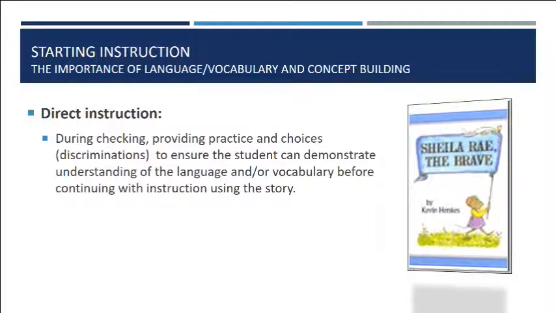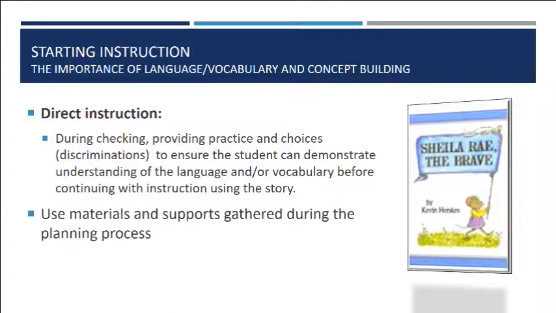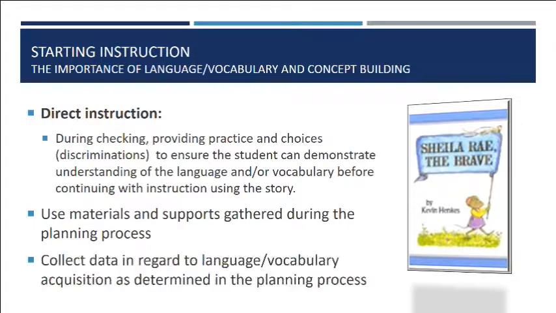So during direct instruction with this language, vocabulary, and concept building, you want to check, provide practice, choices. You'll see in our essentialized example, sometimes we make the discriminations kind of close because we want to make sure that the student understands and is able to demonstrate the learning. Not trying to trick them, but wanting to be very specific. And then once the student can demonstrate that they understand this language and vocabulary, then you can continue on with the instruction using the story. You can use materials and supports that you gathered during the planning process. And again, collecting data is going to be critical.